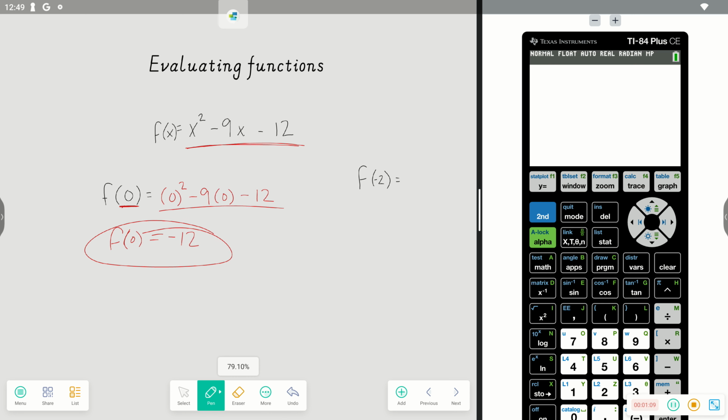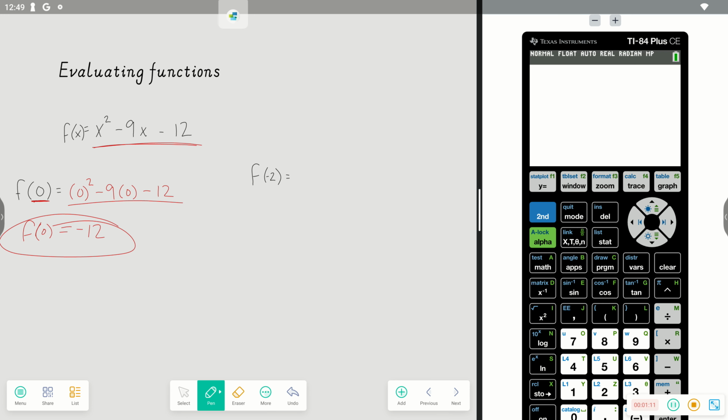Now the other one is a little trickier. We have to know how to type this in our calculator. So I'm going to do the same thing again, but instead of 0, I have f of negative 2. So I'm going to put negative 2 in parentheses. Now, parentheses are key here. When I am putting something into a function, I have to use parentheses.